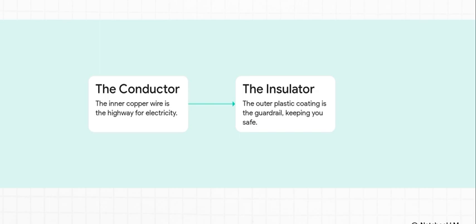Just look at a simple power cord. It is the perfect example of this partnership. The copper wires on the inside, that's your conductor. Think of it as the multi-lane highway for electricity to travel down. And the plastic coating on the outside, that's your insulator. It's the guardrail keeping all that powerful electrical traffic safely contained on the highway. You absolutely need both the highway and the guardrail to have a safe and effective journey.